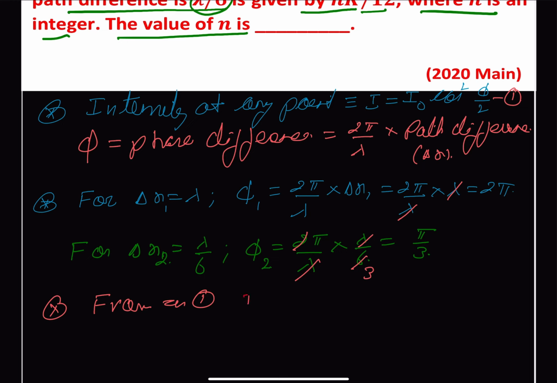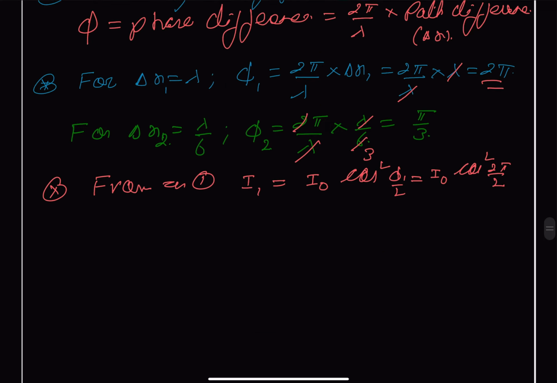We can write I1 is equal to I naught cos square phi 1 by 2, which comes as I naught cos square of 2 pi upon 2. So we get I1 equal to I naught cos square of pi, and cos pi is minus 1, square is plus 1, so we get I1 equal to I naught.